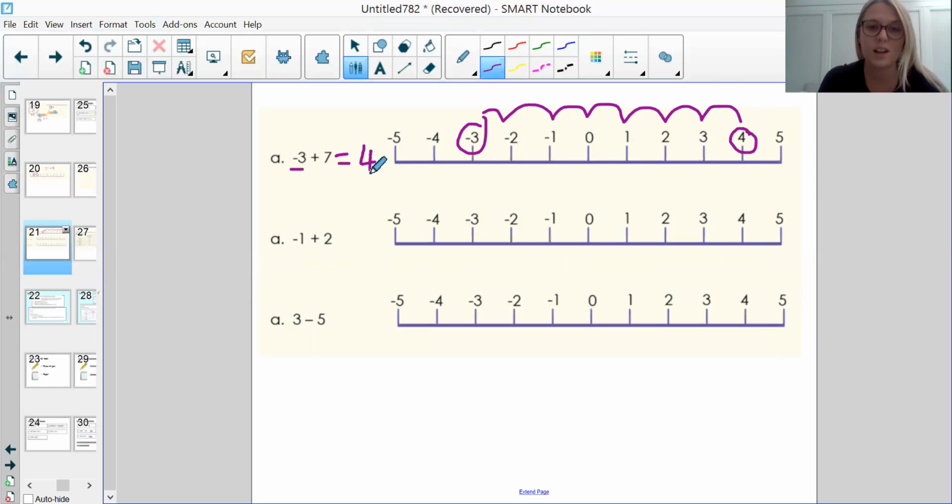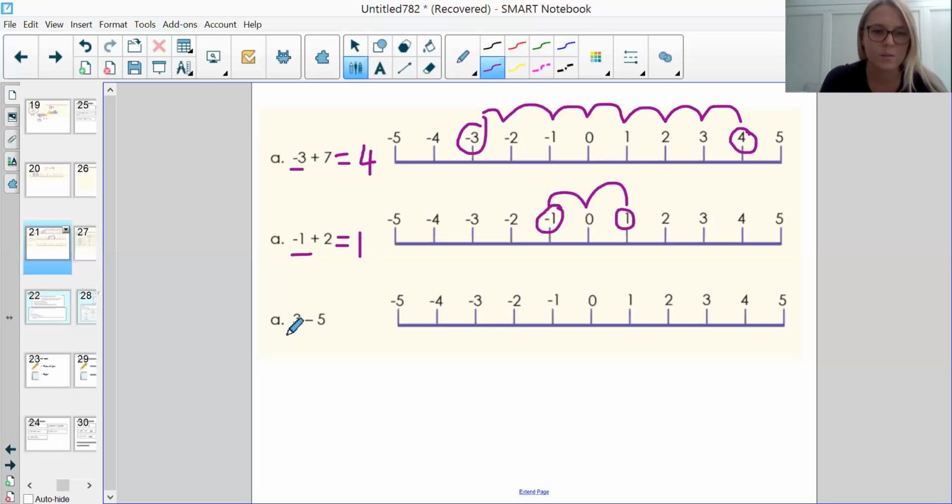If you can do these in your head, excellent, okay, but if you need to use the number line, that is also absolutely fine. Okay, so next question, -1 plus 2. So I'm going to identify where -1 is on my number line, and we are adding on 2, so we are jumping up the number line twice. 1, 2, okay, so our answer for this one would be 1.